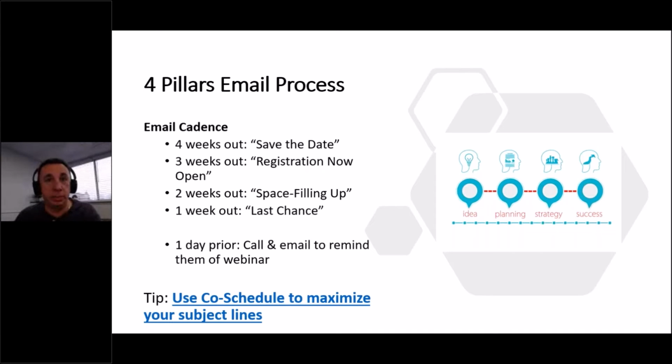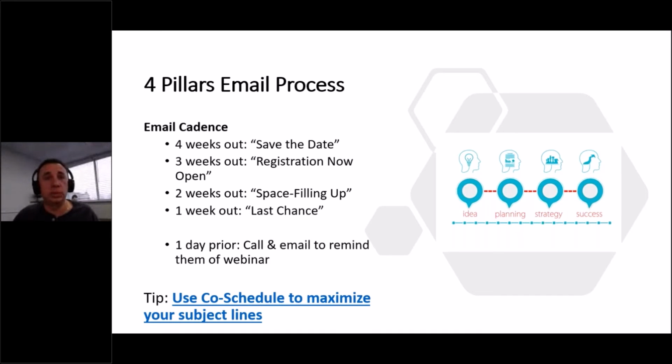So again, when you're planning this out, worst case scenario, you're planning a month out, you'll want to prime the pump 4 weeks out from the webinar. Your subject line should say save the date, with a quick little blurb about the subject line, what the topic is, why they should attend, right? Why should they open that email and register based on what you've sent them?